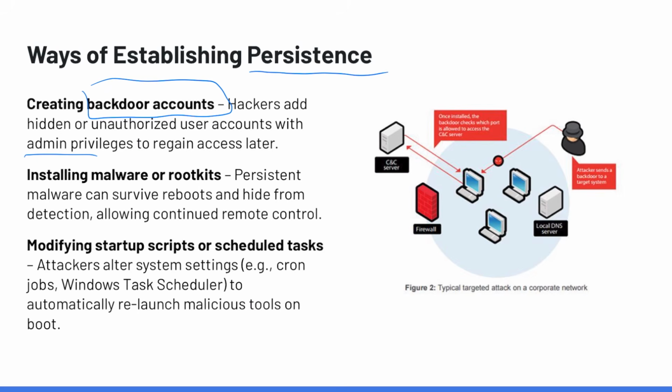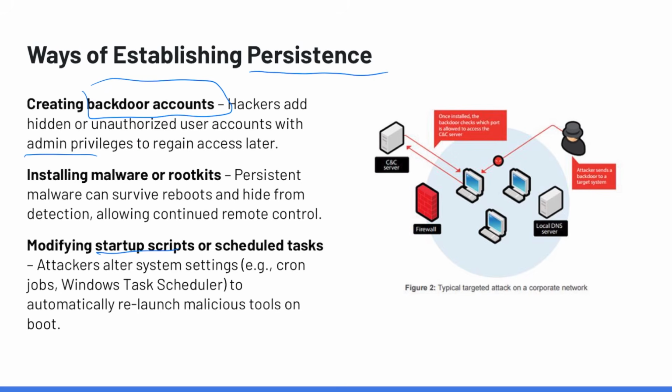Another way of establishing persistence could be installing malware. So installing a virus or some piece of software that allows for remote control of particular systems or all the systems in the network. And also modifying startup scripts. So modifying code that executes when a computer is turned on or when an operating system has been turned on to allow you to get access to a system regardless of whether it's turned off or not.